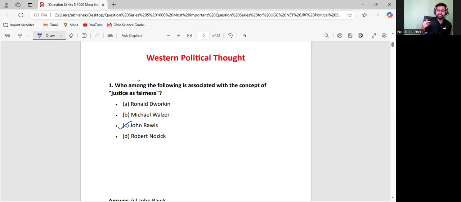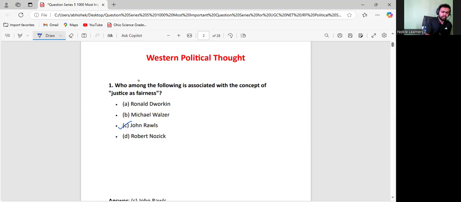Later on, Amartya Sen came and talked about the capability approach. He talked about equality of capability, which is also very unique. Michael Walzer is a communitarian thinker. He talks about complex equality, which is also very important for us. He also wrote a book called Spheres of Justice, which is also important.